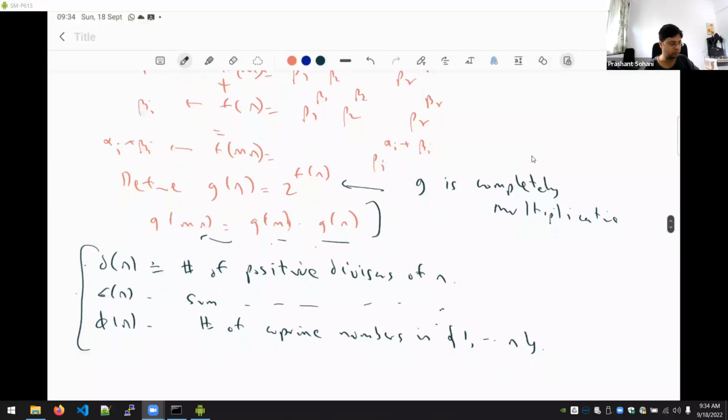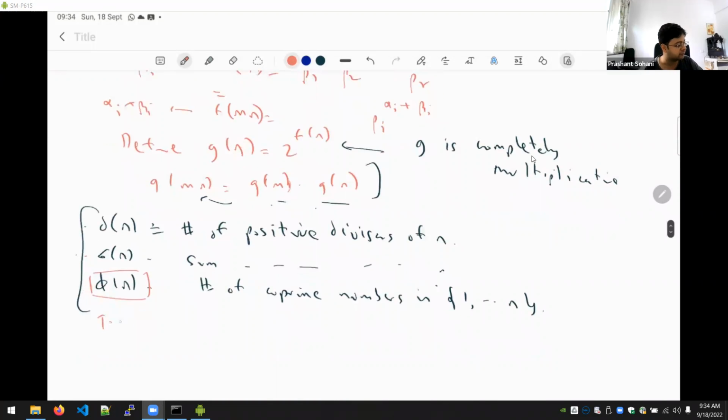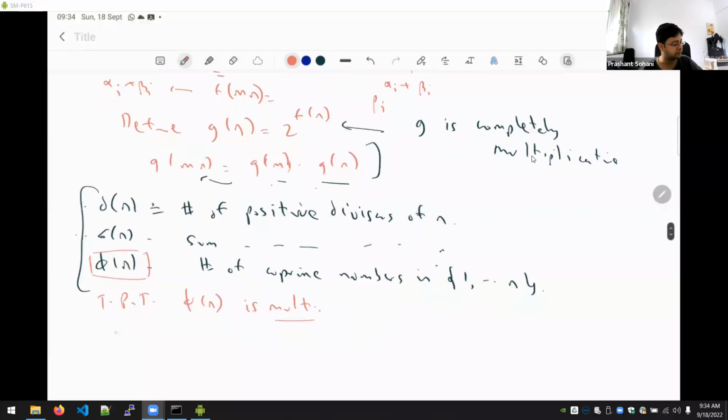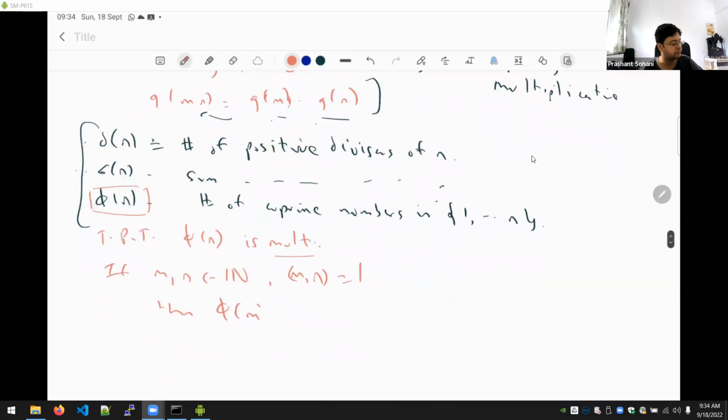I don't know if you want to prove all of them today, but just as an example, we can try to prove, I think the hardest of them is actually phi of n. The other two are relatively simple, I would say. So to prove that phi of n is multiplicative, which means that we have to prove that if I give two integers m and n which are coprime, then phi of mn is phi of m into phi of n. This is what I want to prove.